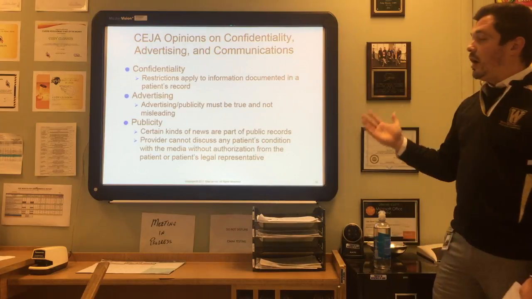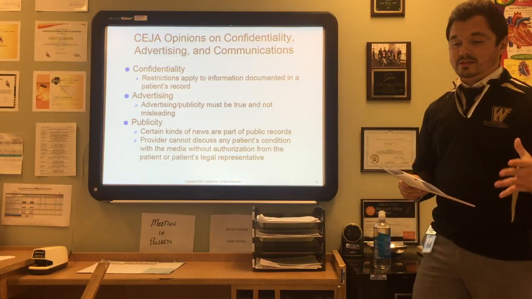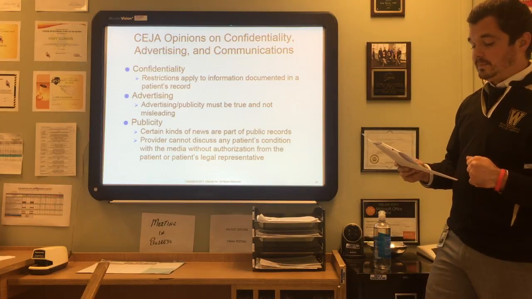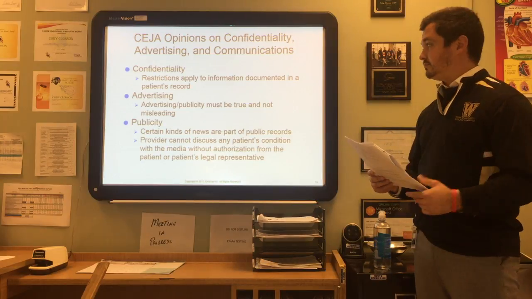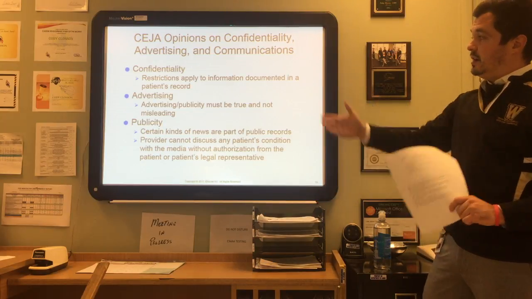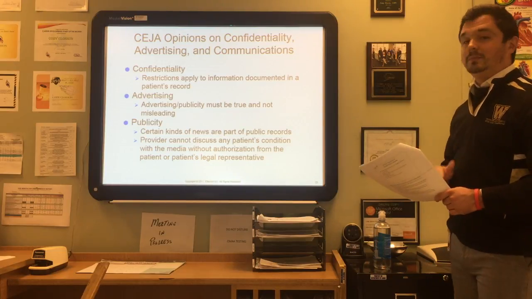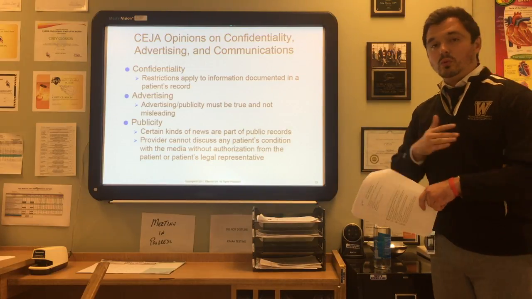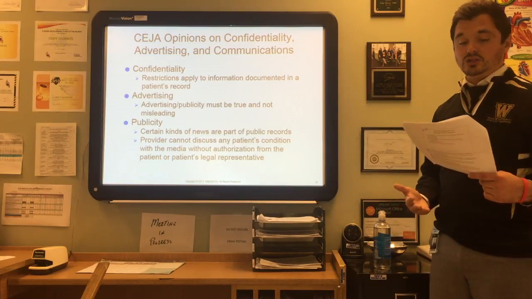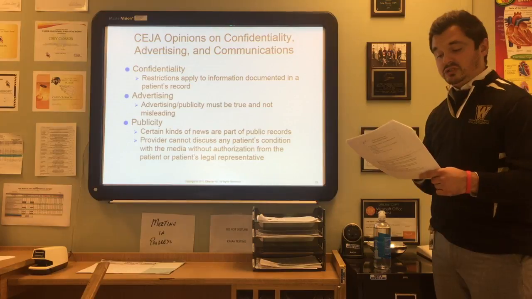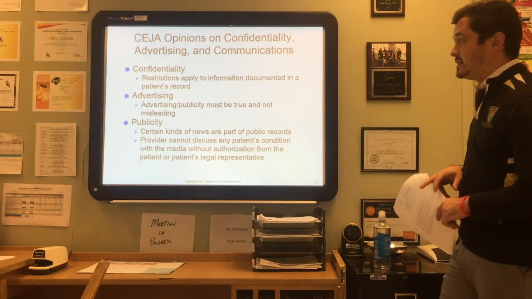They also have opinions on confidentiality, advertising, and communications. And this is going on to pages 96 and 97 there. So confidentiality is one of the cardinal rules of the medical profession. Restrictions apply to information documented in the patient records. No matter what it is, any information you have on that patient has to remain confidential. HIPAA has established strict rules for patient confidentiality and disclosure of private health information, guys.